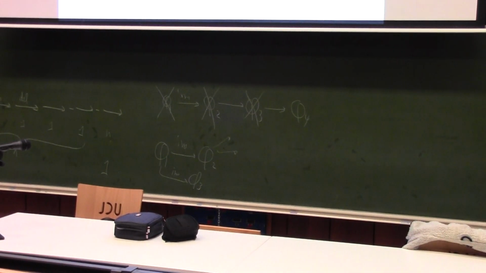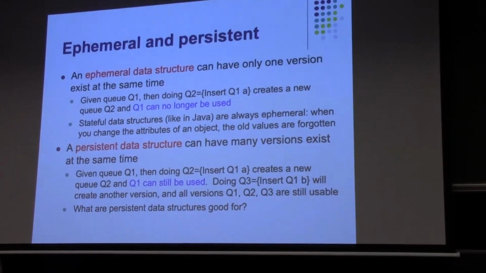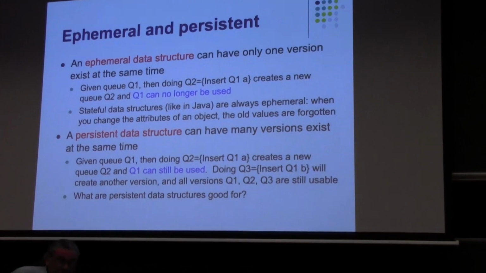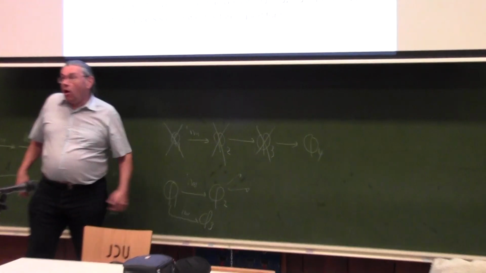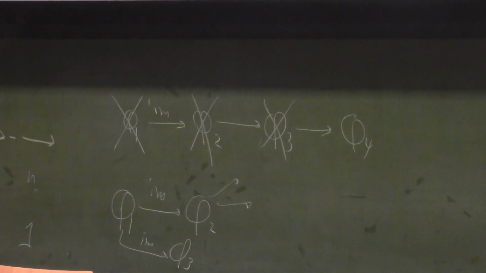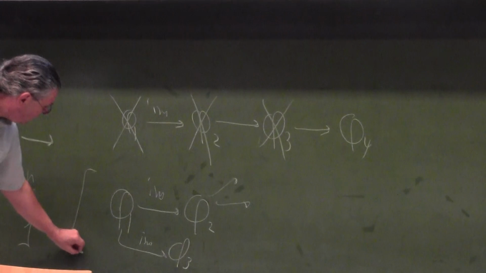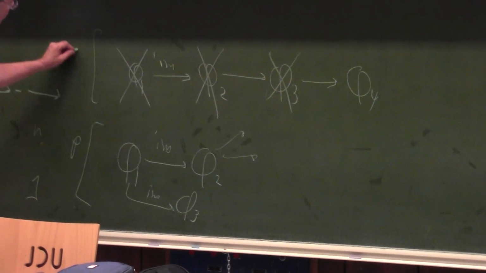Of course, you might say, well, this is going to use up lots of memory, right? Well, actually, if the old data are not accessed, then the garbage collector will remove any of that data. So this actually works fine. Okay? So why is that useful? This is the persistent one, and this one is ephemeral.